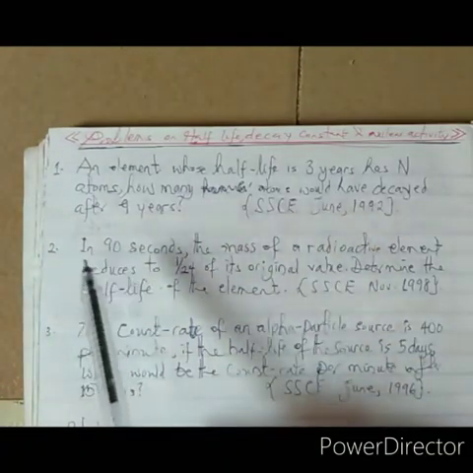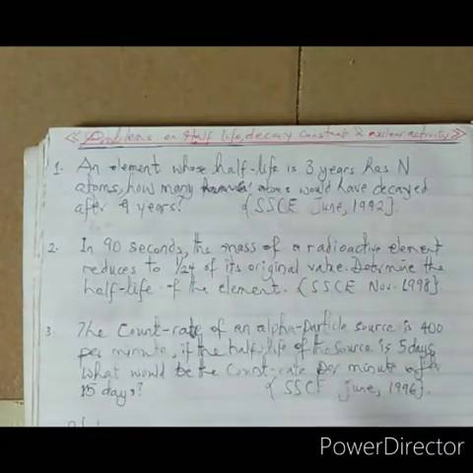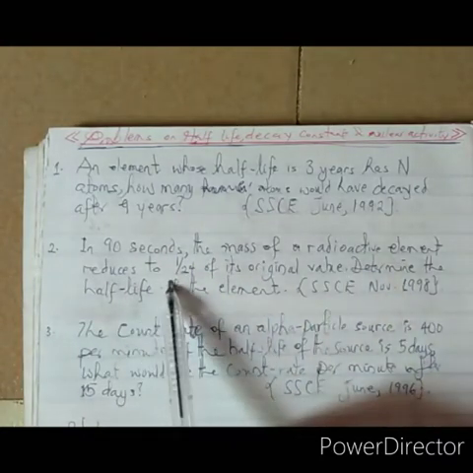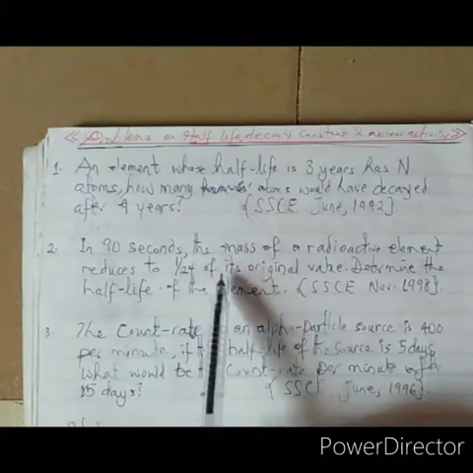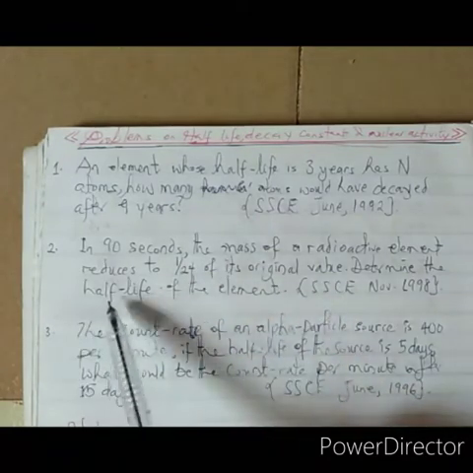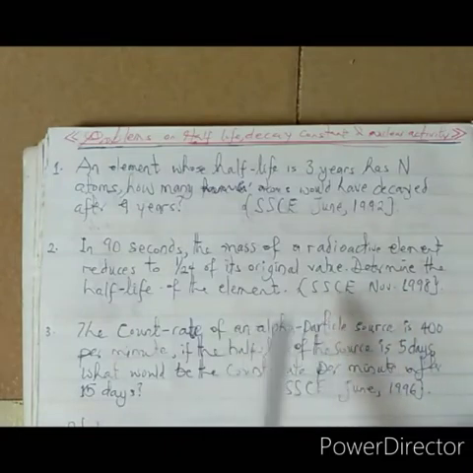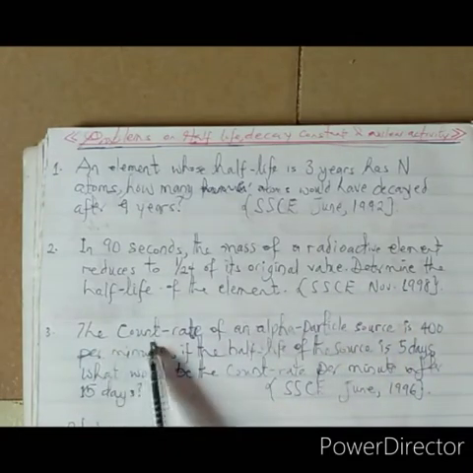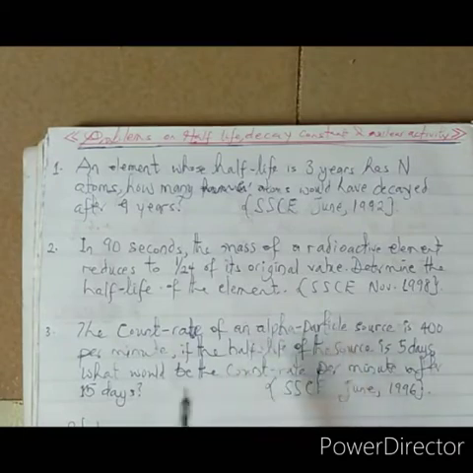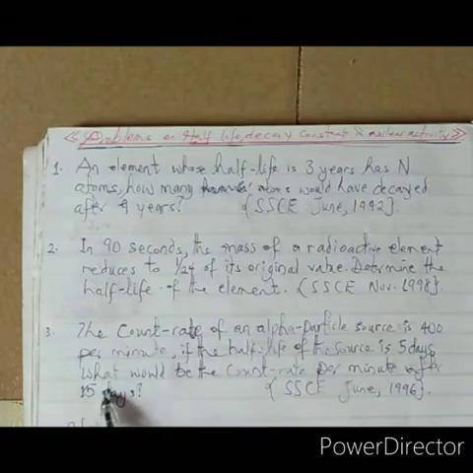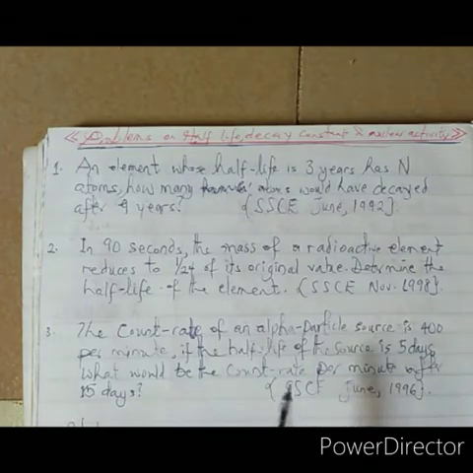The second question is that in 90 seconds, the mass of a radioactive element reduces to 1/24th of its original value. You have to determine the half-life of the element. This one was taken from GC 1998. Now, the count rate of an alpha particle source is 400 per minute. If the half-life of the source is 5 days, what will be the count rate per minute after 15 days? That is June 1996. These questions were given to you to solve at first.